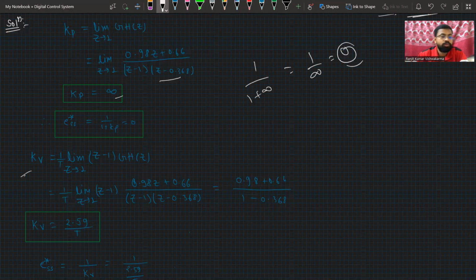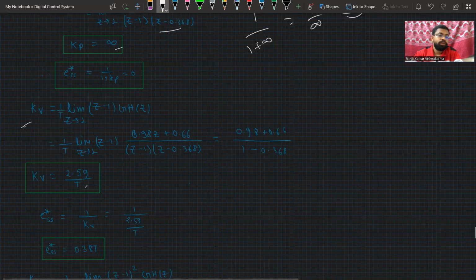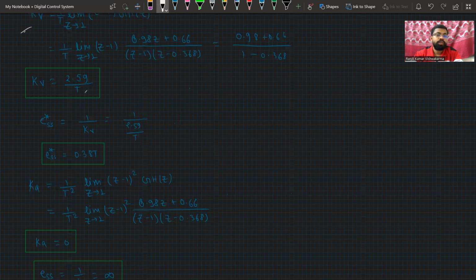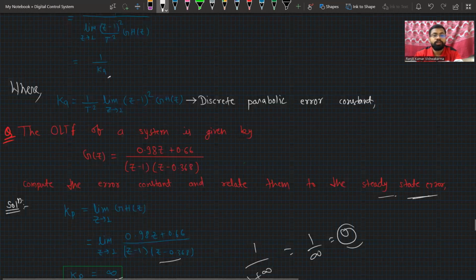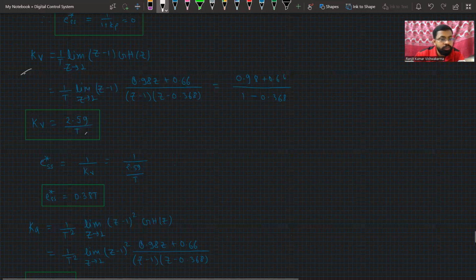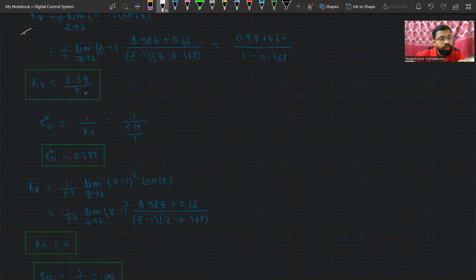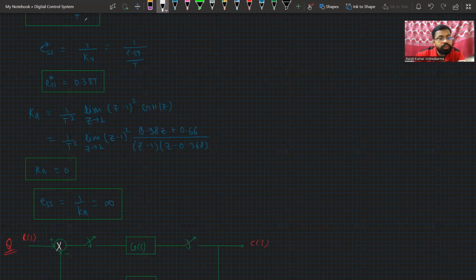And for the velocity error constant Kv, it will become 2.59 divided by T. And for the acceleration error constant, what we have is the discrete parabolic error constant. So the discrete parabolic error constant Ka will become 0. Why 0? Because whenever you substitute z equals 1, 1 minus 1 is 0. This part will cancel, but one term (z minus 1) will remain. So 1 minus 1 is 0, so the whole term will be equal to 0, and the steady state error will become 1 by Ka, that is infinity.